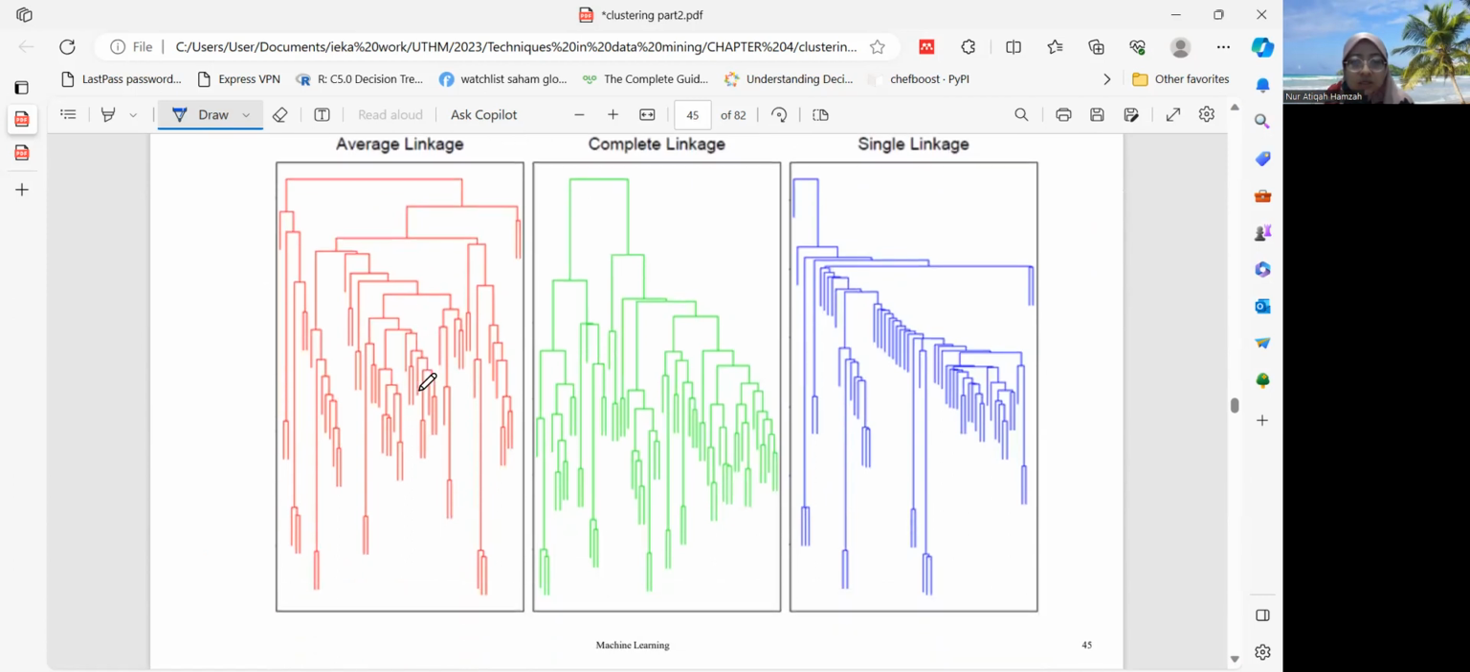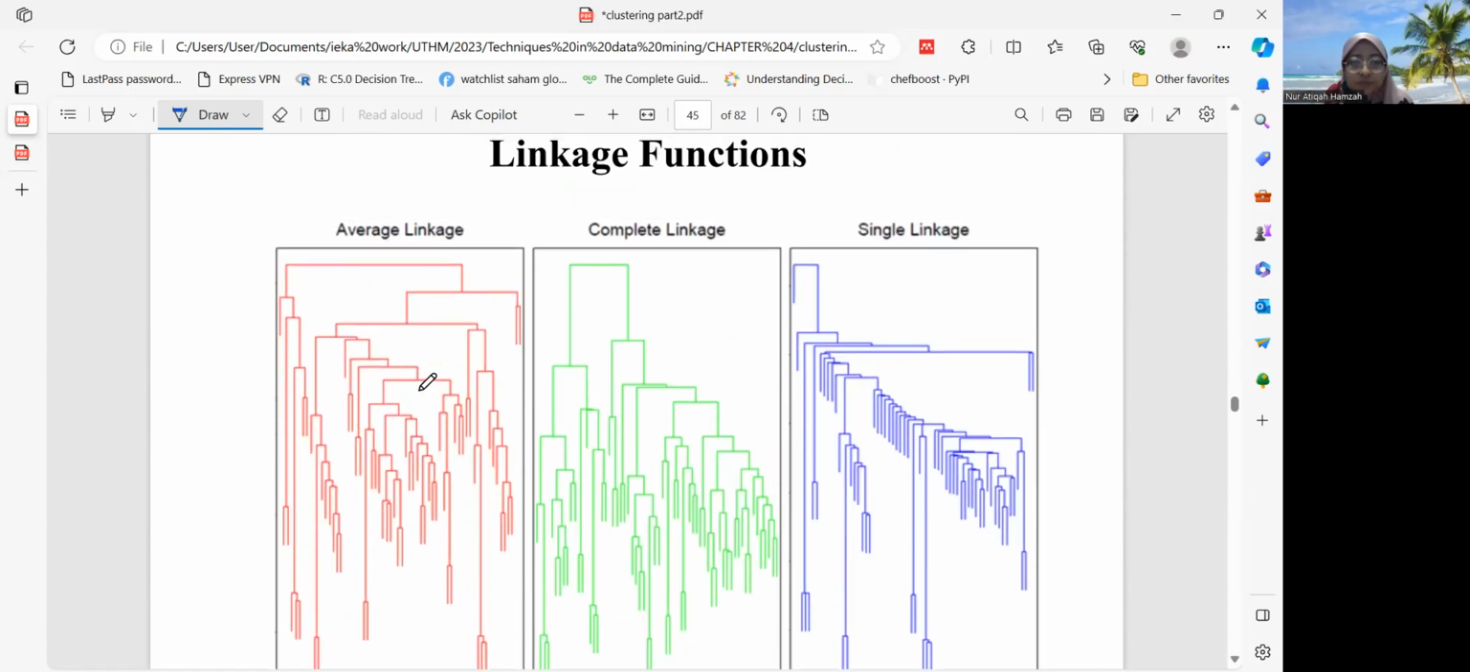This is an example for linkage function. If we use the average linkage, this is how the dendrogram looks like. This is for complete linkage and this is the single linkage.